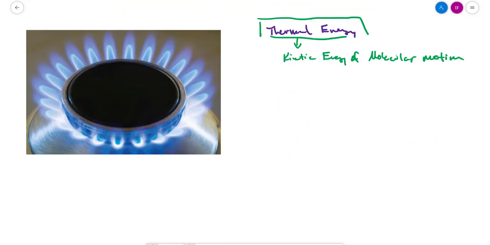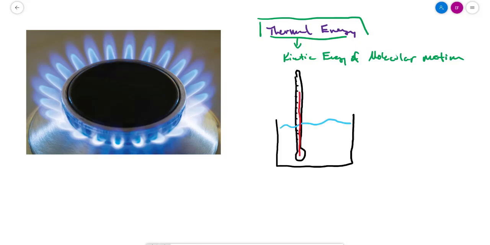Another form of energy is thermal energy, which is defined as the kinetic energy of molecular motion. So it's actually the energy imposed by molecules crashing into each other and crashing into whatever the vessel is that's holding them, whether that's a beaker or the room that you're in right now.